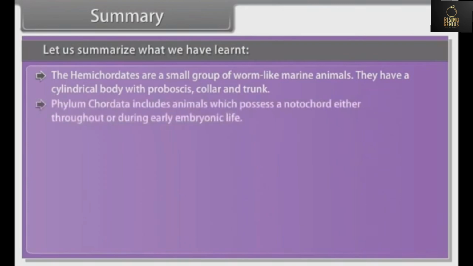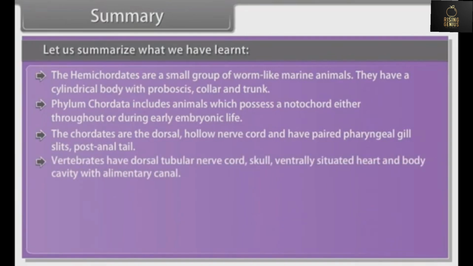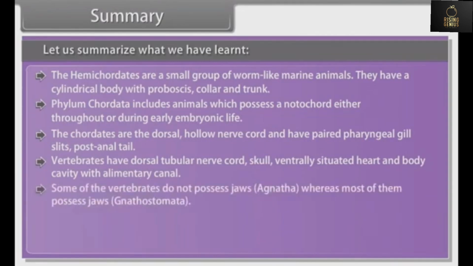Phylum Chordata includes animals which possess a notochord either throughout or during early embryonic life. The chordates have a dorsal hollow nerve cord, paired pharyngeal gill slits, and a post-anal tail. Vertebrates have dorsal tubular nerve cord, skull, ventrally situated heart, and body cavity with alimentary canal. Some of the vertebrates do not possess jaw, Agnatha, whereas most of them possess jaw, Gnathostomata.